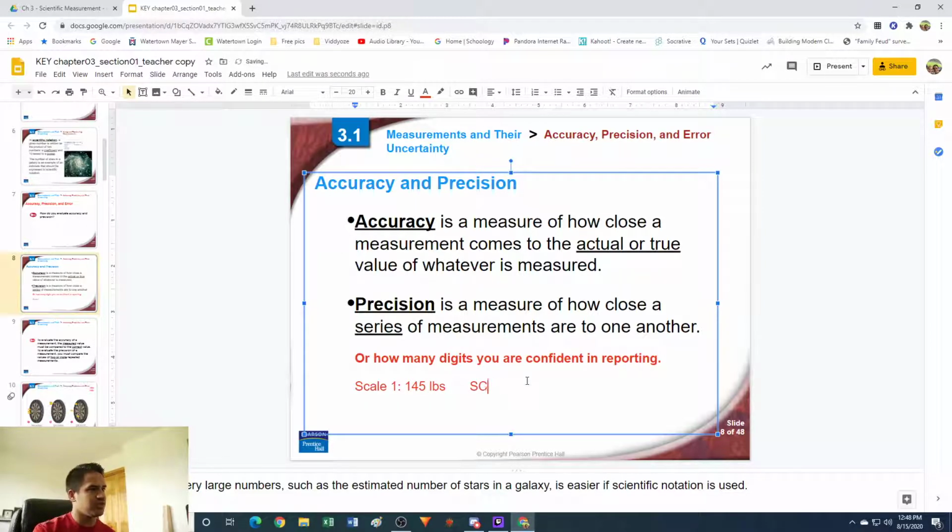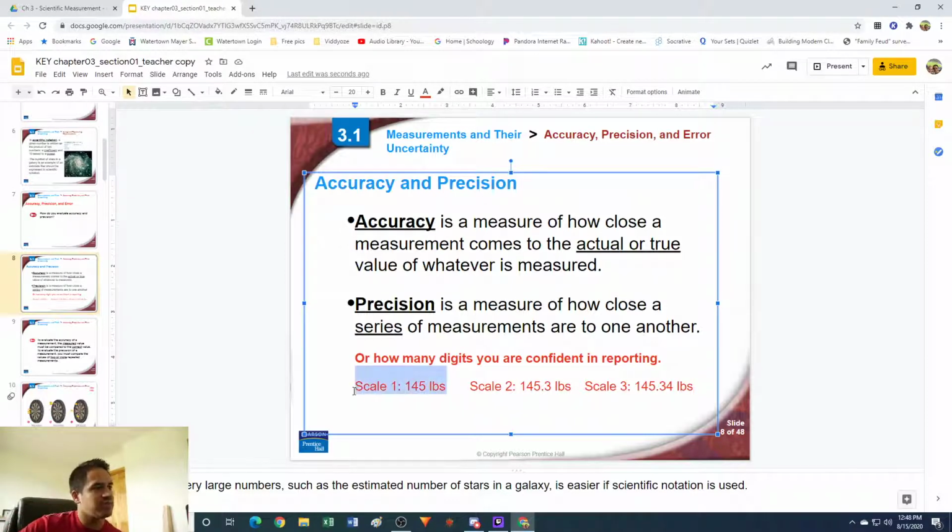Okay. Scale 2 is a little bit of a nicer scale, costs a bit more money. I step on it and it tells me 145.3 pounds. Then, of course, I go to the doctor's office, and they have a really nice scale that measures down to like 1/10 of a pound or 100th of a pound. And this scale tells me 145.34 pounds. Okay. As we add more digits that we are confident about, that increases our precision.